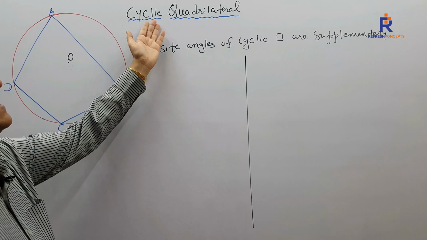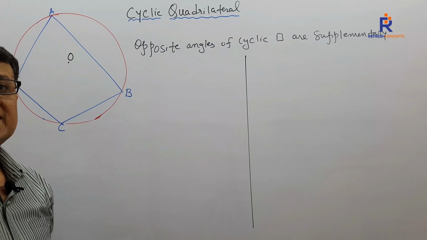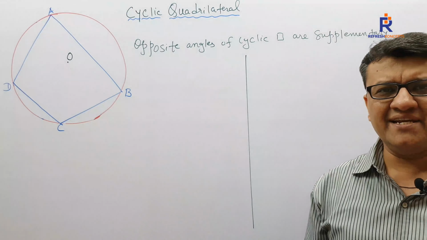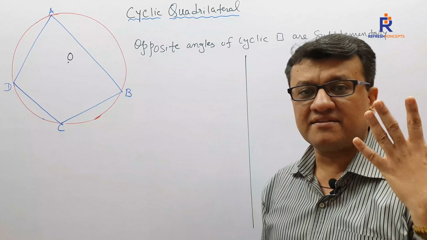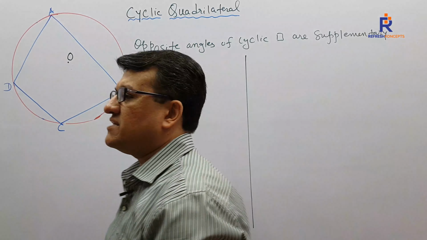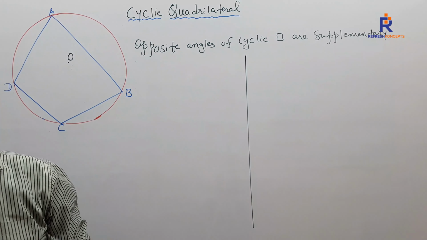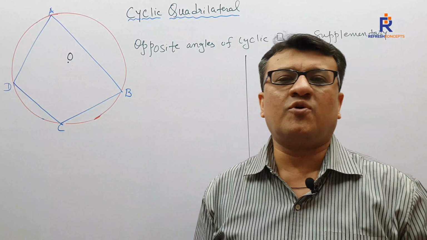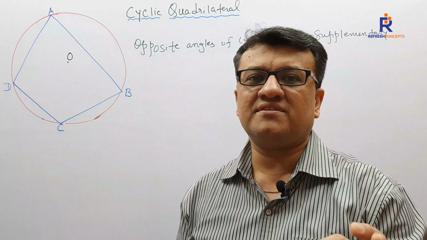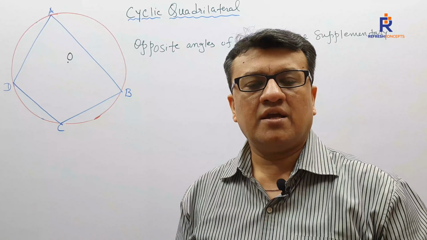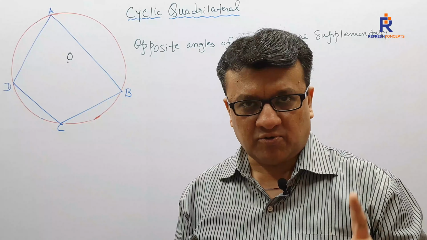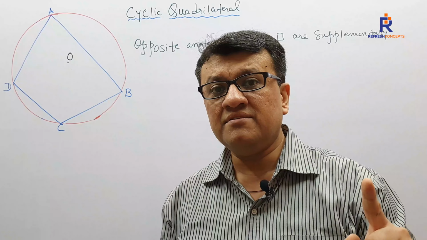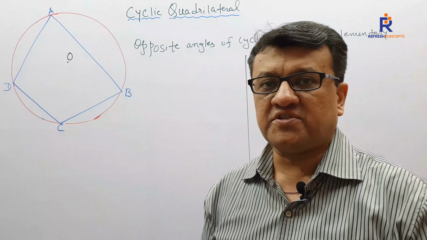First of all, let's understand the meaning of the word cyclic quadrilateral. You all are aware about quadrilateral. A quadrilateral is nothing but any four-sided figure. But what's a cyclic quadrilateral? A cyclic quadrilateral is that quadrilateral where all four vertices lie on the circumference of the circle. A quadrilateral in which all the four vertices lie on the circumference of a circle.